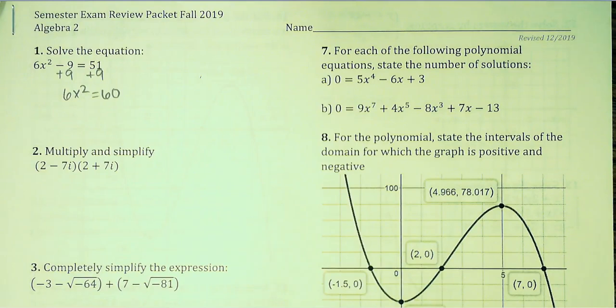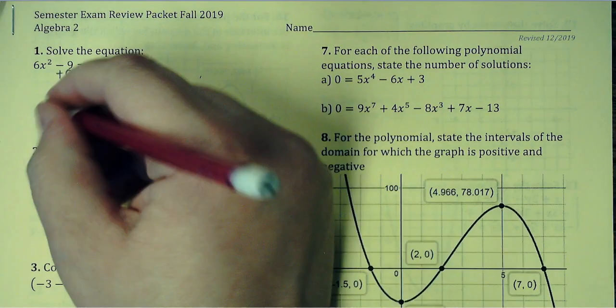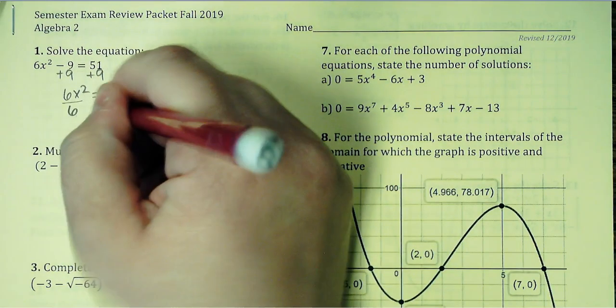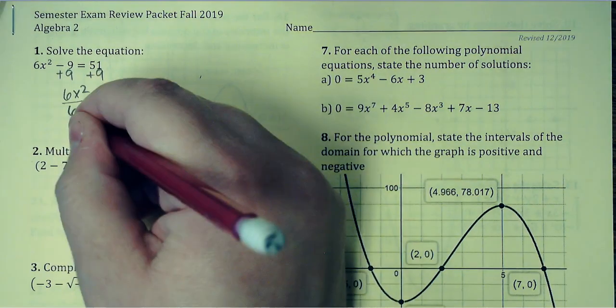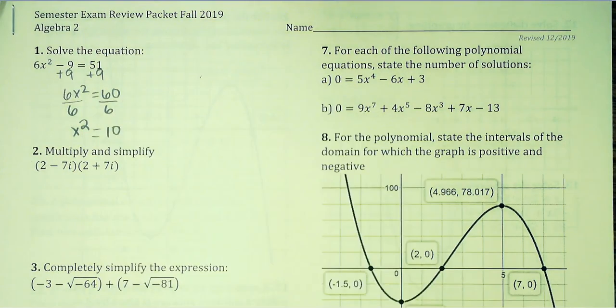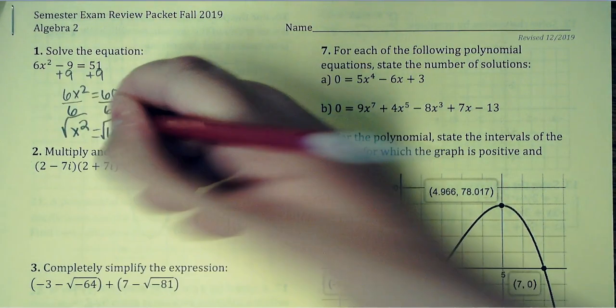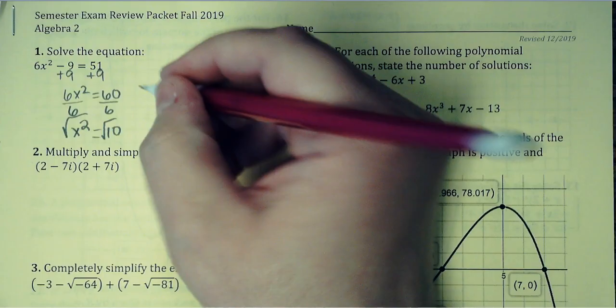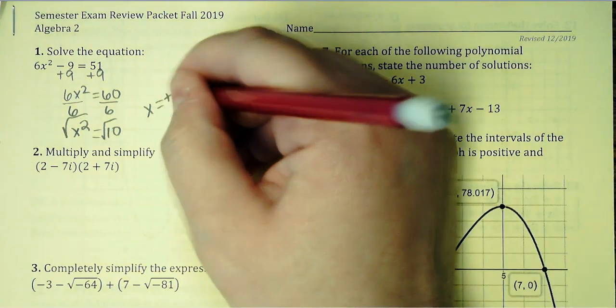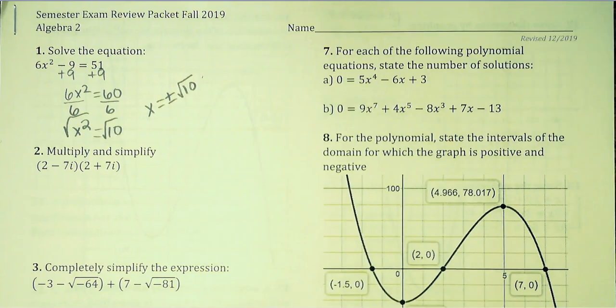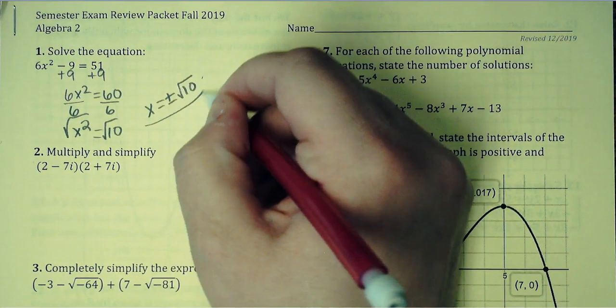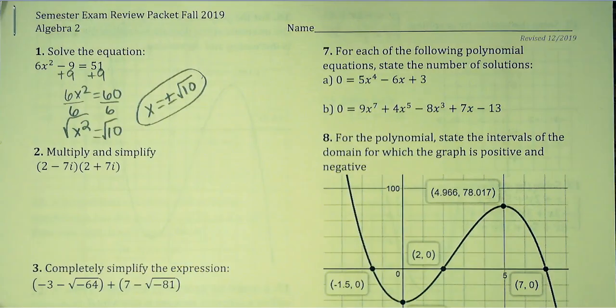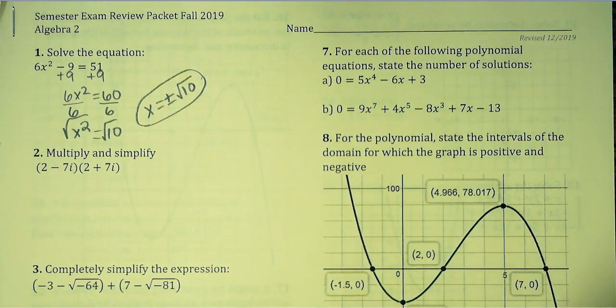You want to get x totally alone before you take a square root, so we're going to divide both sides by 6. X squared is going to be equal to 10. And when I introduce a square root into a problem to help me solve it, I have to put that plus and minus symbol in front of it. In this case, the 10 does not break down, so that's simplest radical form. So my answers are positive and negative square root of 10 for that first question.